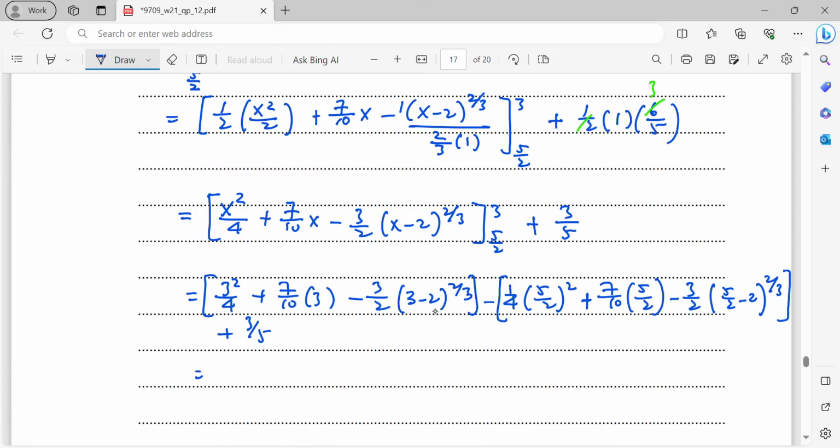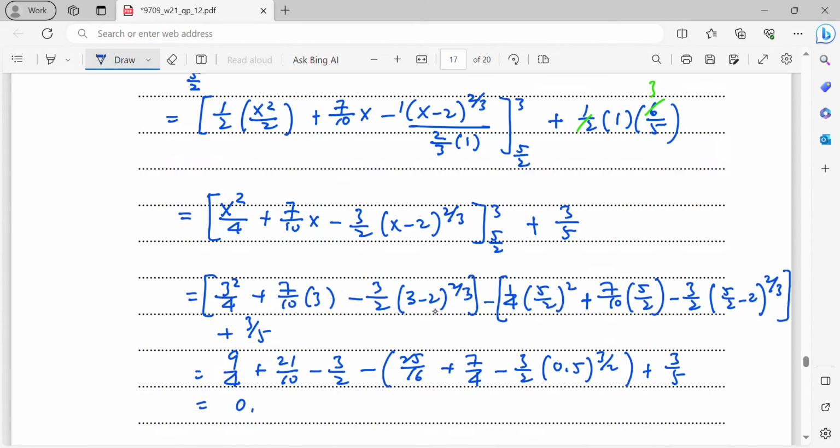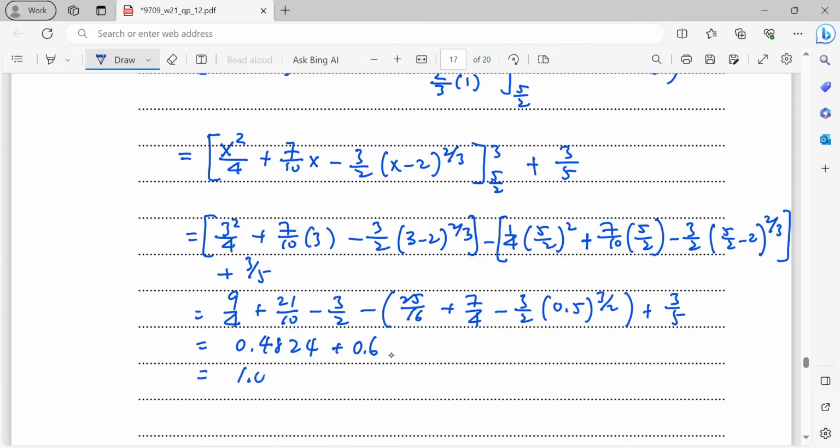So when you count this, you will get 9 over 4 plus 21 over 10 minus 3 over 2. Then minus, this is 25 over 16 plus 7 over 4. Then minus 3 over 2 times 0.5 to the power of 3 over 2. Then plus 3 over 5. So when you count all this, you will get 0.4824 plus 0.6. At last, you will be getting 1.08. So that's the solution of this integration.